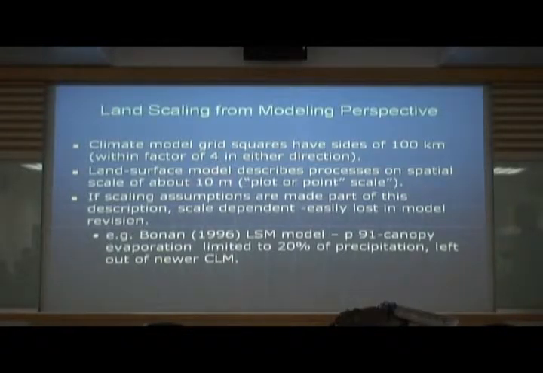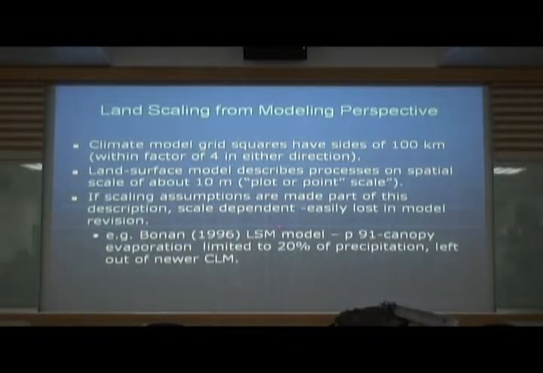But we have land processes. When we model the land processes, we kind of describe them on about a 10-meter scale, which you would call a plot or point scale. This is the scale we actually get observations to tell us whether the modeling of the land is working right. We don't have observations on the 100-kilometer scale of the land processes. So we need to go from this 10-meter scale to the 100-kilometer scale. And this has to be part of the modeling now. And it has been included in lots of ways in the past, but generally with ad hoc assumptions, and it kind of gets lost, and it's not really seen for what it is. It's some sort of basic physical description that has to be made a separate part of the model.